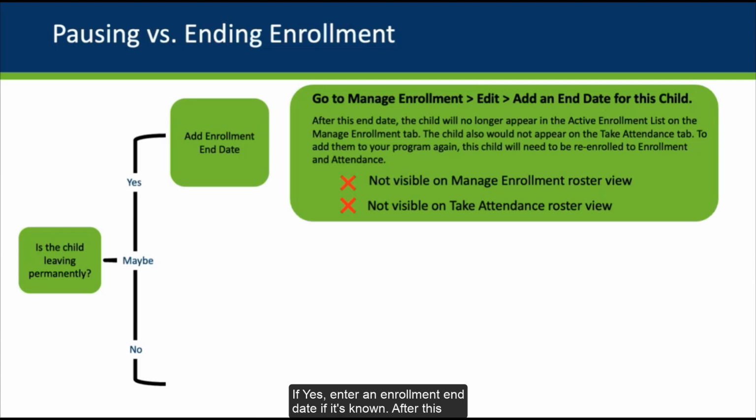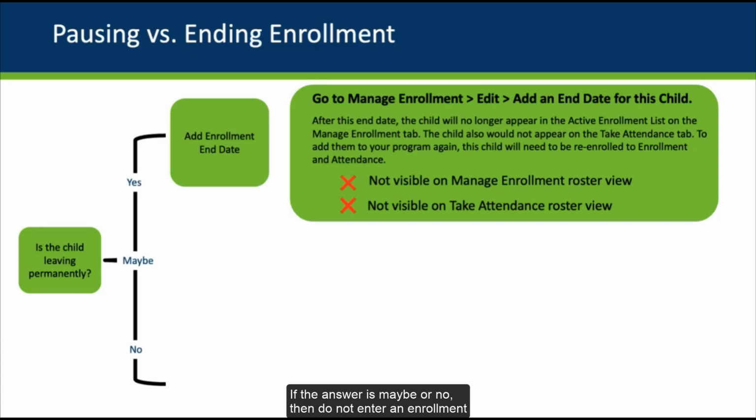If yes, add or enter an enrollment end date if it's known. After this end date, the child will no longer appear in the active enrollment list on the Manage Enrollment tab. This child would also not appear on the Take Attendance tab. To add them to your program again in the future, this child would need to be re-enrolled within the Enrollment and Attendance feature.